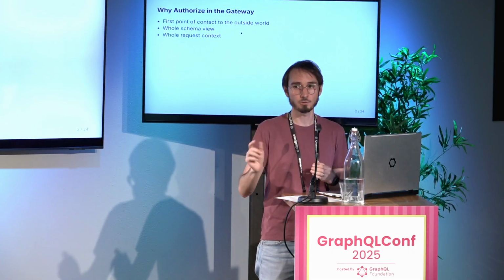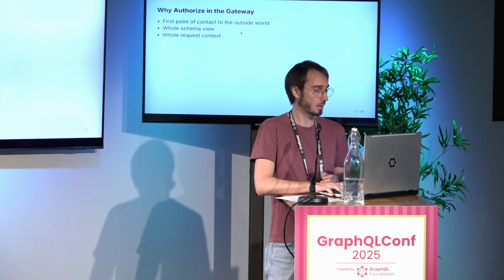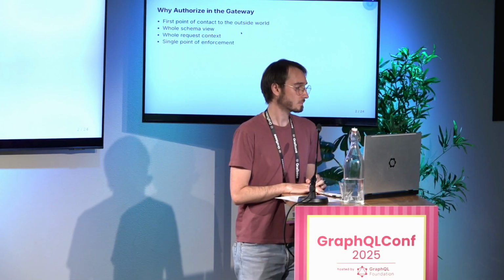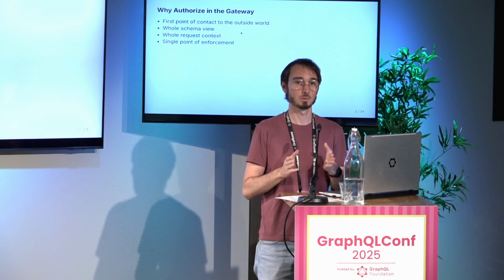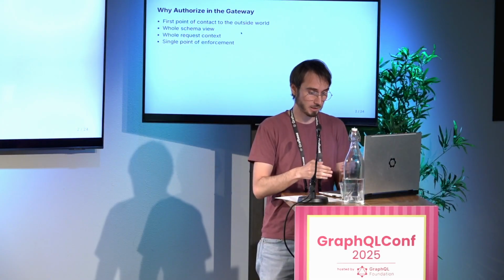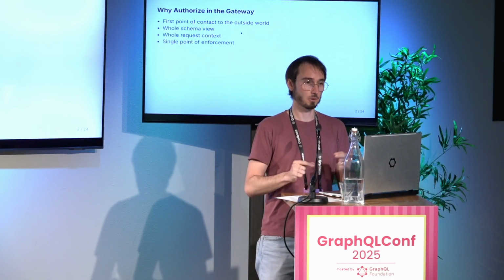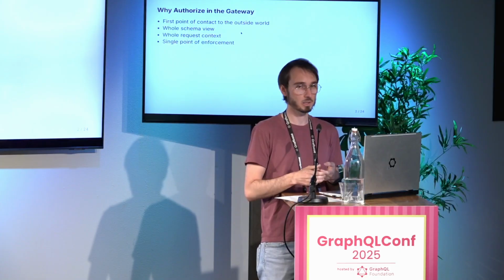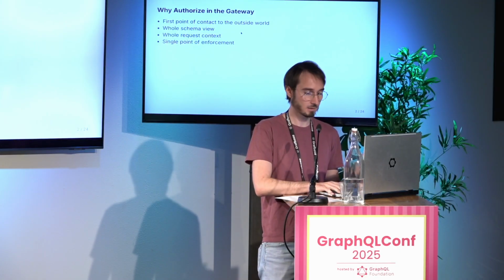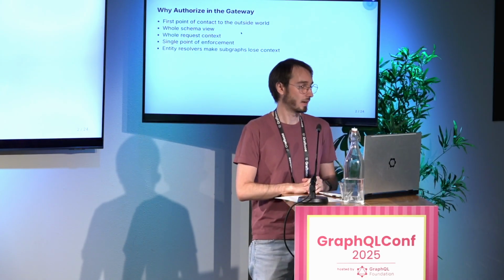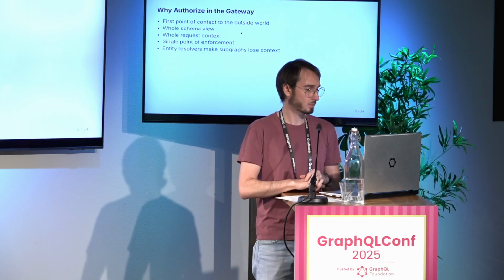Subgraphs often get more selective sets of headers and all that. It's a single point of enforcement. So all the requests have to go through the gateway. So instead of authorizing for every subgraph inside the subgraph, why not put it in the place where you can enforce it in one place? And the last one is entity resolvers make subgraphs lose context.